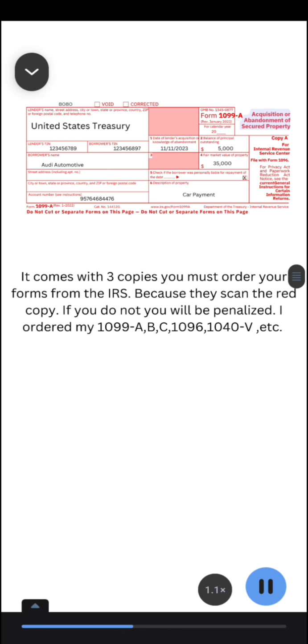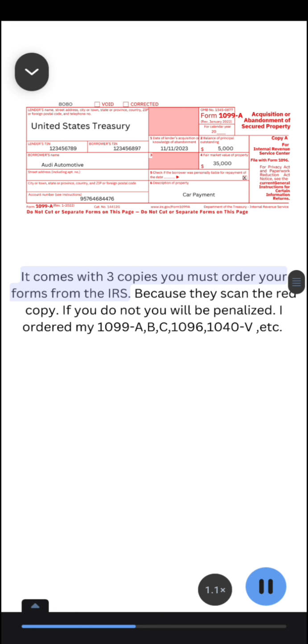Department of the Treasury, Internal Revenue Service. Acquisition or abandonment of secured property. 1099-A. Copy A. Internal Revenue Service Center. File with Form 1096. For Privacy Act and Paperwork Reduction Act notice, see the current general instructions for certain information returns. 20 Void Corrected. Do not cut or separate forms on this page.